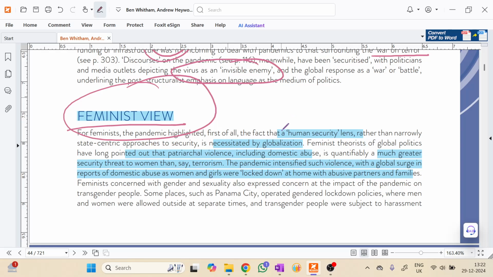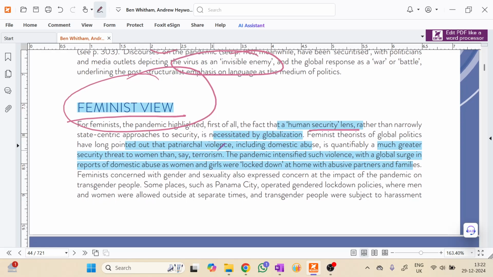Then the feminist view. They saw the pandemic through a human security lens, and they pointed out that patriarchal violence, including domestic abuse, is quantifiably a much greater security threat to women than terrorism. And according to feminists, the pandemic has intensified such violence, with a global surge in reports of domestic abuse of women and girls in lockdown.